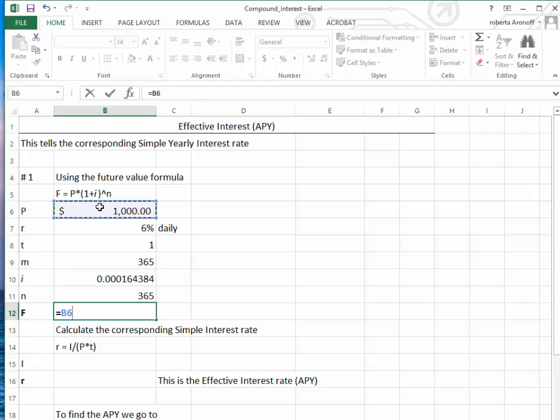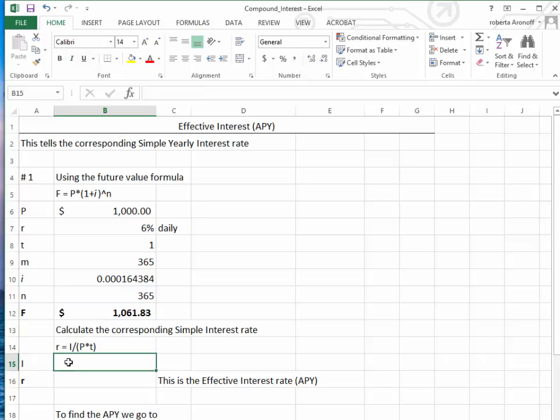So the future value is the $1,000 times, open parentheses, 1 plus the I, close parentheses, exponent 365, which tells us the money we are going to have at the end of the year: $1,061.83. Since we want to find the corresponding interest rate, we're going to use the formula for simple interest rate, where the rate is equal to the amount of interest earned divided by the present value times the time. The first thing we have to do is calculate the amount of interest earned, which is the future value minus the present value. That tells us we earned $61.83 in 1 year.